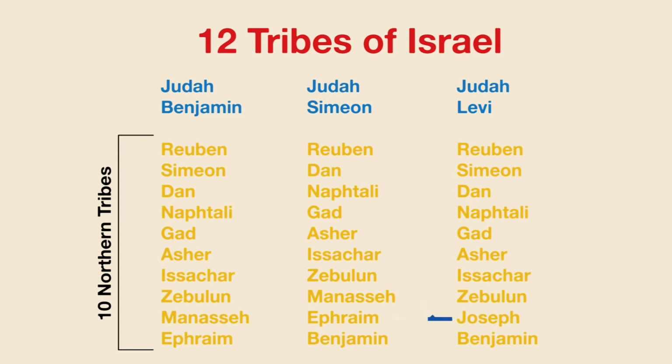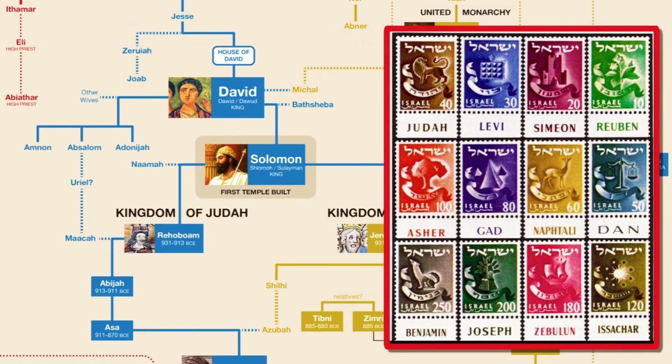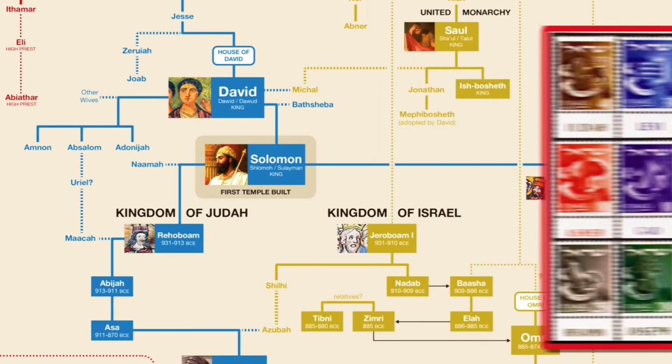But a third way is to go ahead and count Levi, but to combine Ephraim and Manasseh back together as the tribe of Joseph. This is the way that Jews usually count the 12 tribes, as evidenced by these stamps from the modern state of Israel. But no matter which way you divide the tribes, again, you usually end up with 10 that are considered to have made up the northern tribes.